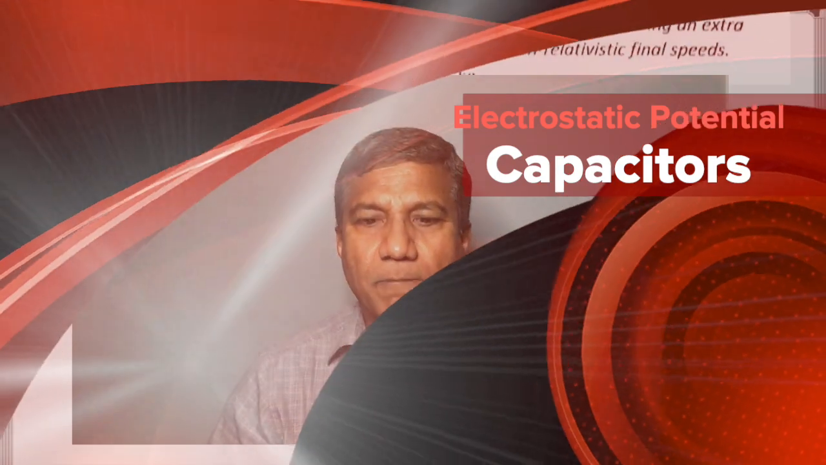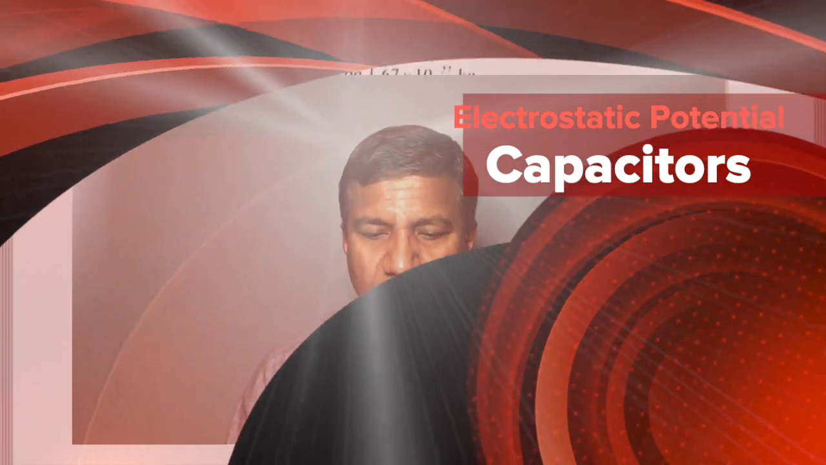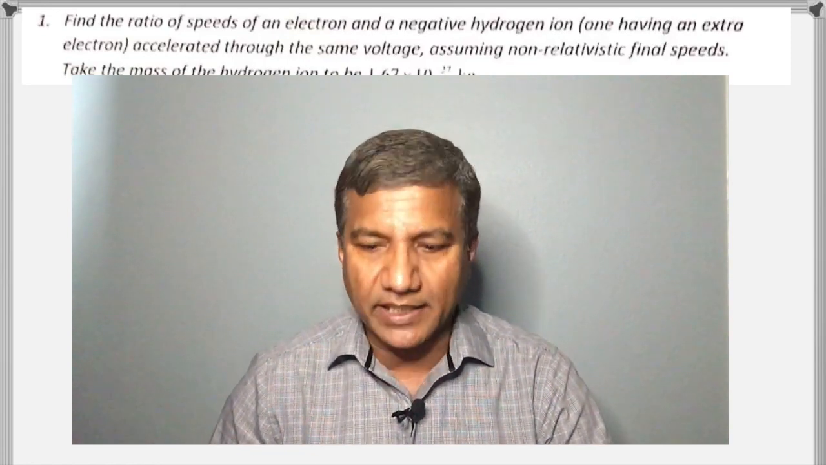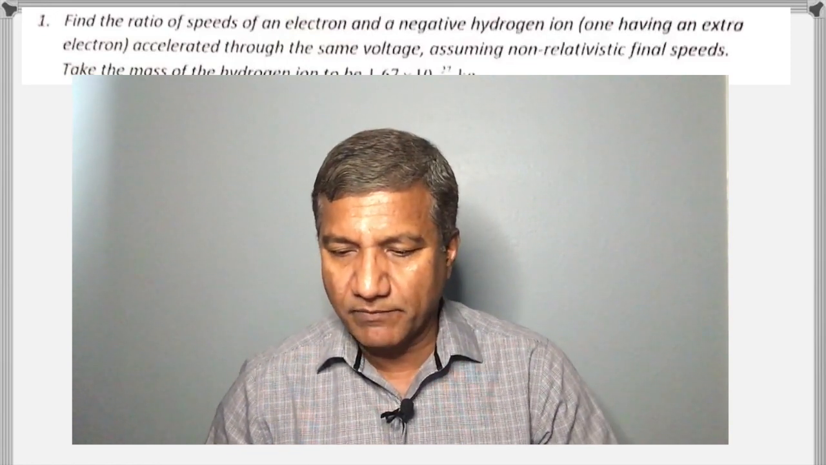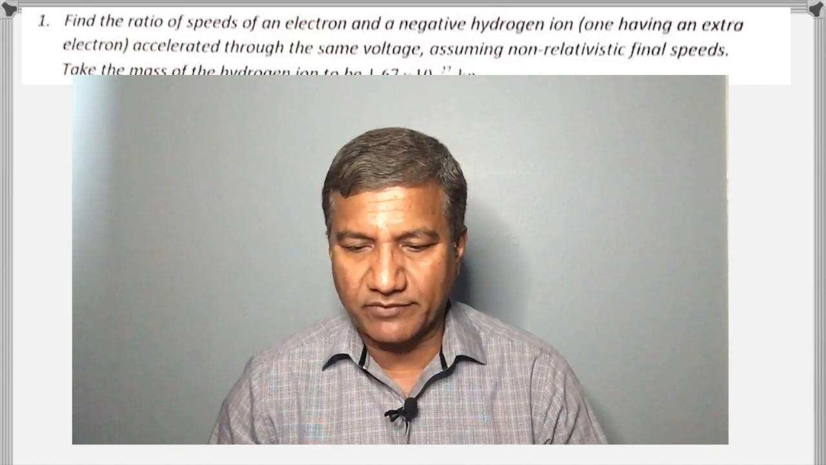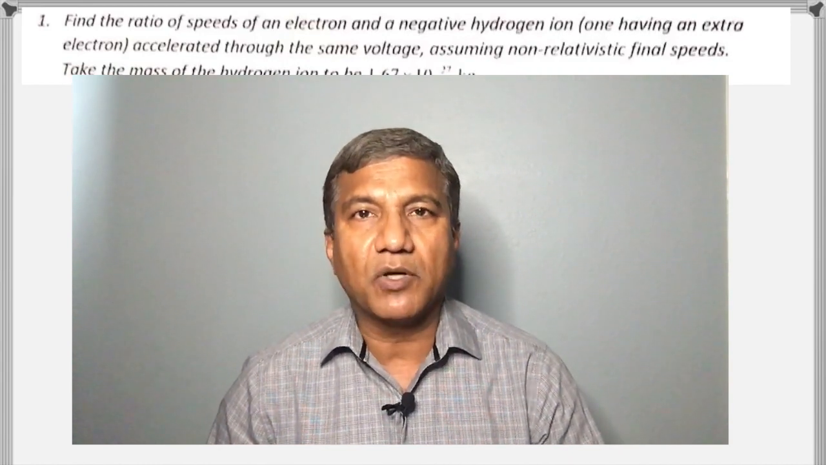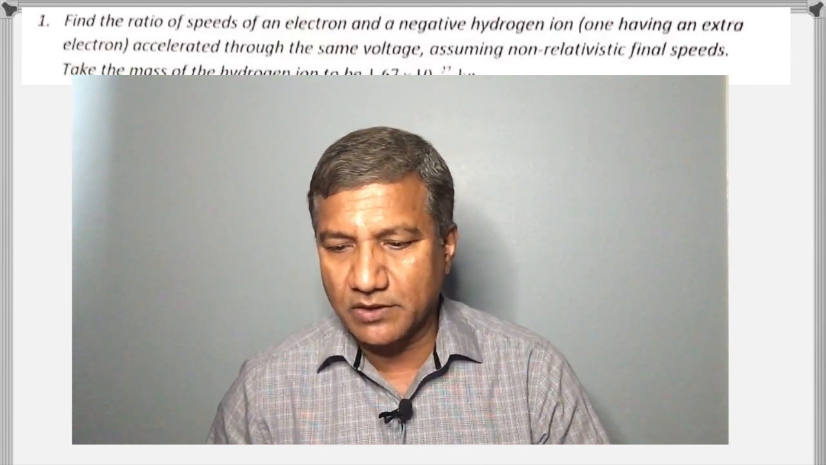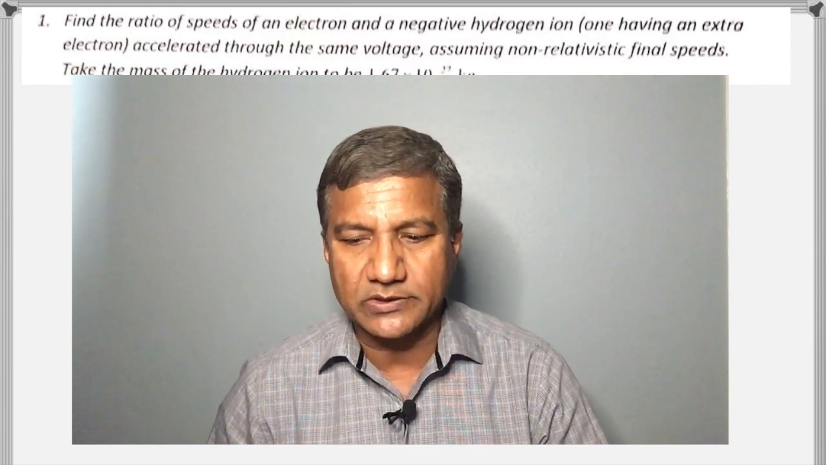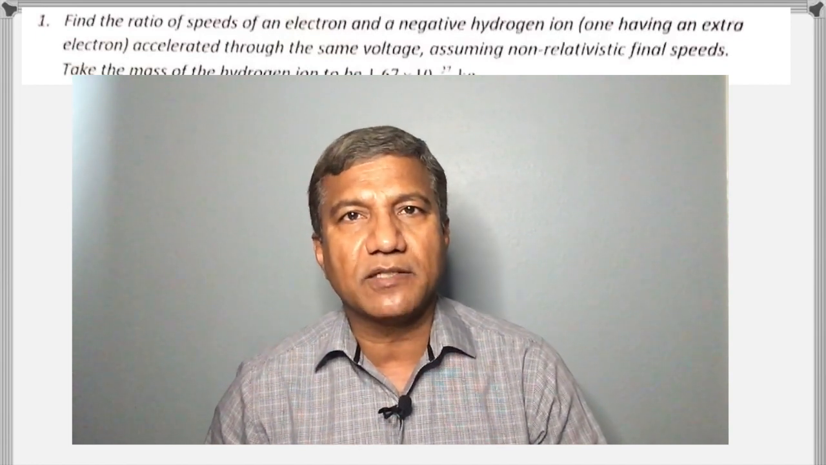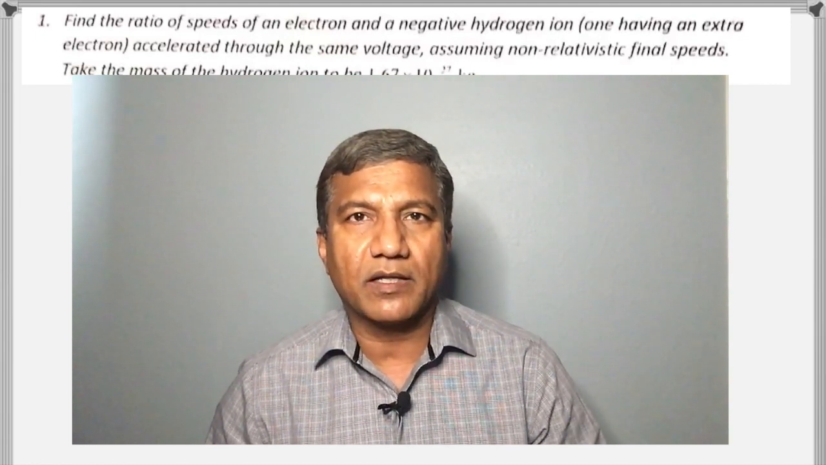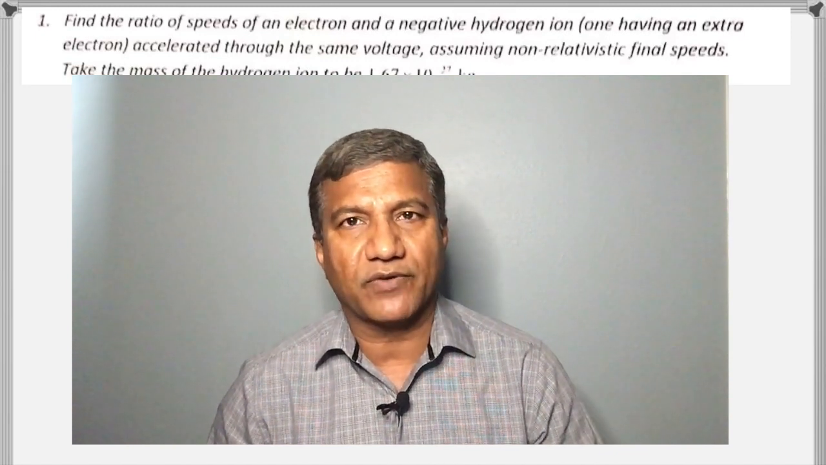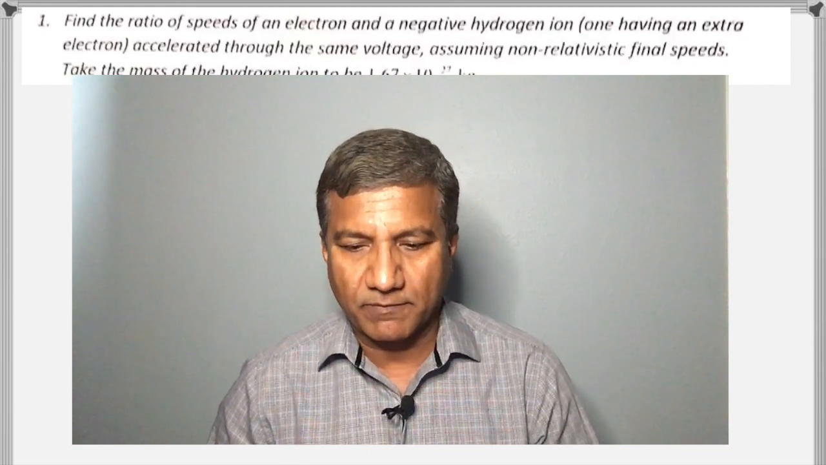Chapter 19. We have this first problem. Find the ratio of speeds of an electron and a negative hydrogen ion, that means one having an extra electron, both being accelerated through the same voltage, assuming non-relativistic final speeds. Now, non-relativistic final speeds means the speeds are low enough for relativistic effects not to take place.